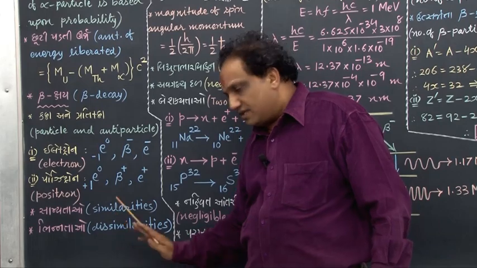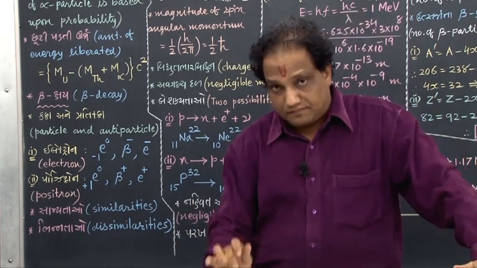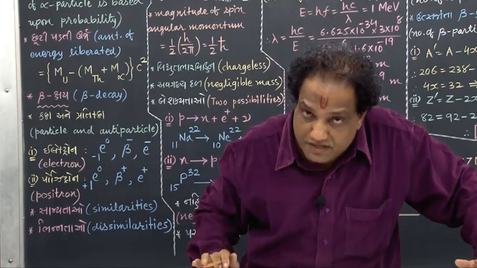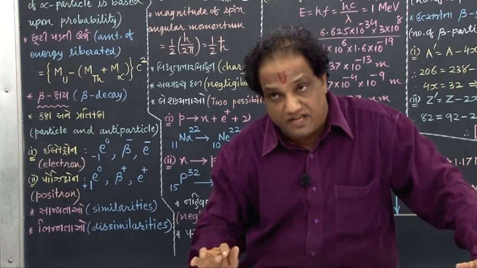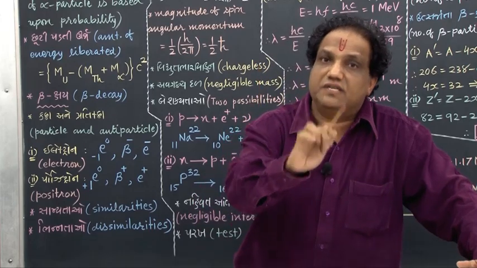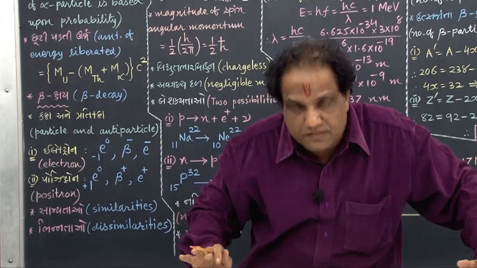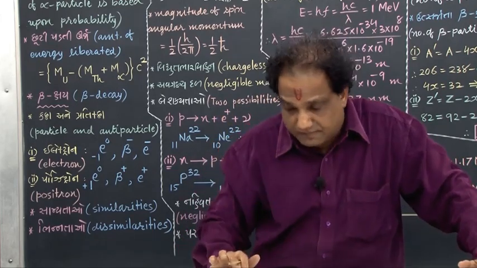Which are the similarities between particle and antiparticle? Remember, they both have the same amount of mass. That is the first similarity. And the second similarity: if both of them have charge, then the magnitude of charge is the same. So these are the 2 points of similarity between particle and antiparticle.